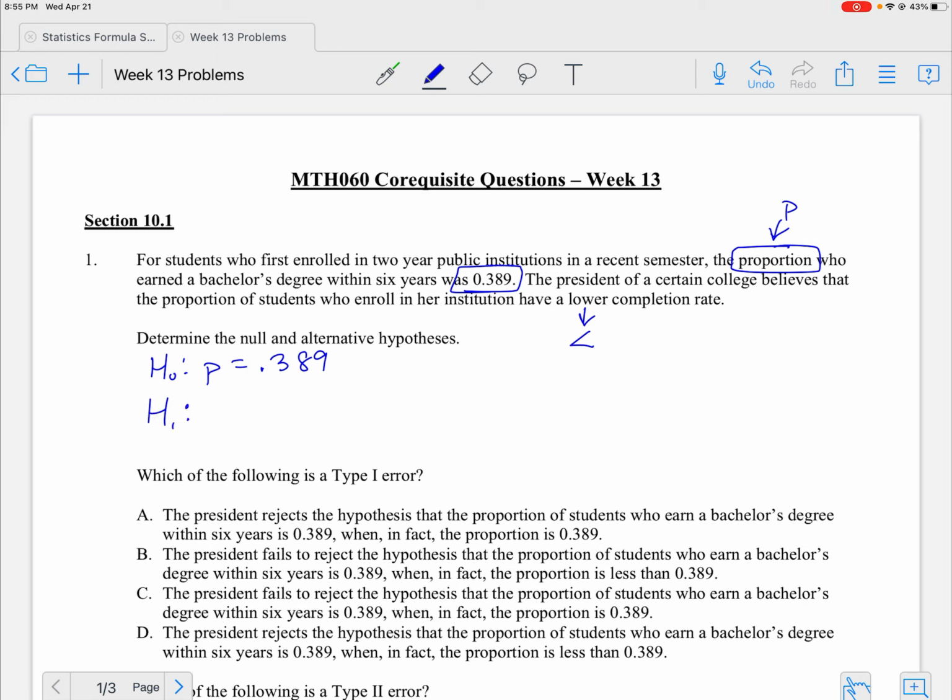The alternative is what I'm saying of, oh, well, I already know this null to be true, but what if, right? It's a hypothesis. So I'm coming up with the what if situation here. Well, what if my proportion is less than 0.389, right? And you get the words right out of your problem where it says lower. There's your symbol, your value. It says the word proportion. All of that comes right out of your problem. Okay, now I can have this null and alternative hypotheses.